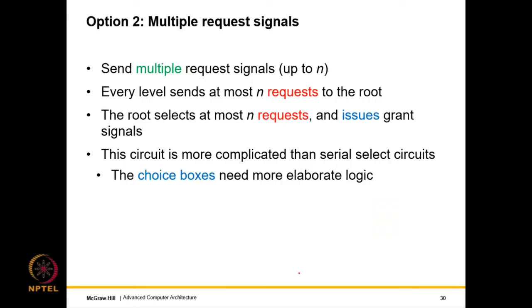The second method is that we complicate the choice box. So what we do is that we send multiple request signals up to the root. So the lowest layer of choice boxes looks the same. So pretty much here we have request lines that are coming in. But each choice box, instead of selecting one request, selects a maximum of 2 requests.